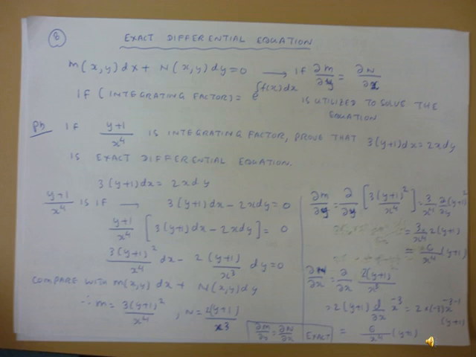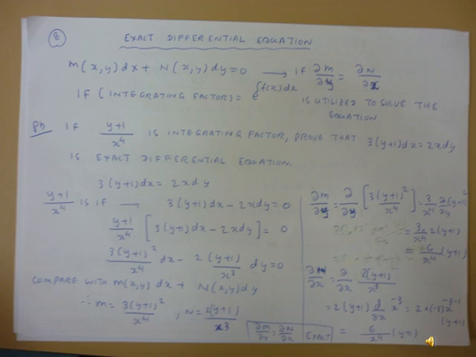Therefore it will be (3y plus 1) times (y plus 1) divided by x power 4 dx minus 2(y plus 1) divided by x power 3 dy equal to 0. This format we compare with the function M of x, y dx plus function N of x, y dy. By making a comparison, M equal to (3y plus 1)(y plus 1) divided by x power 4, N equal to 2(y plus 1) divided by x power 3.